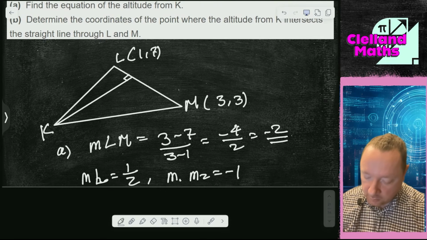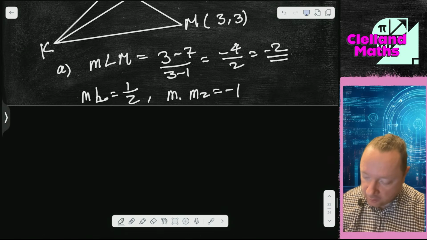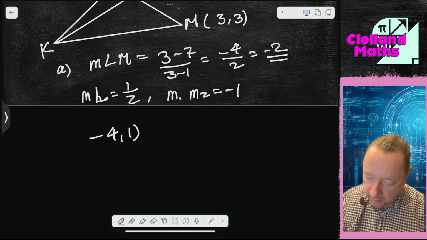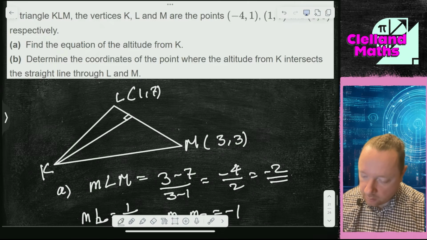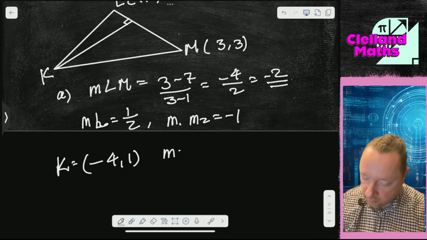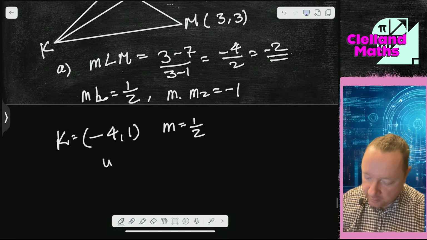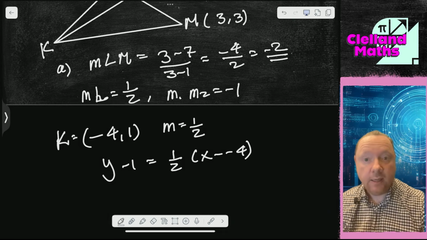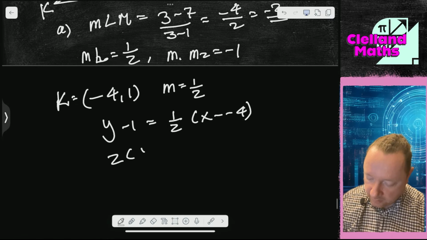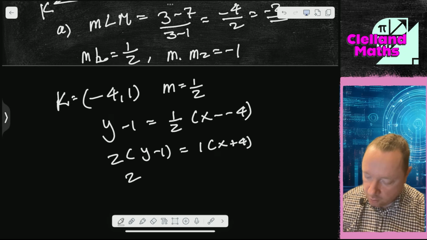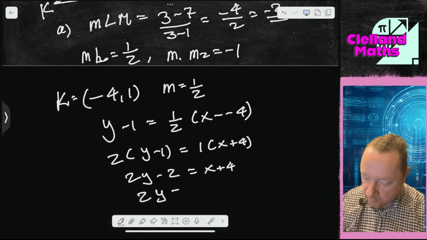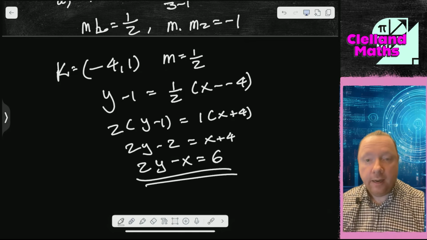We want to know the point K. So the point K was minus 4 and 1. That's our K. And we've got our gradient is equal to a half. So y minus b equals m(x minus a), minus 4. 2(y minus 1) equals 1(x plus 4). 2y minus 2 equals x plus 4. I'll just write 2y minus x equals 4 plus 2 is 6. And that's fine for part A.